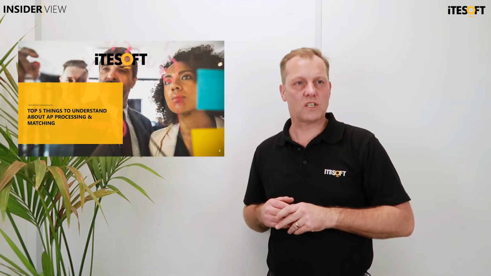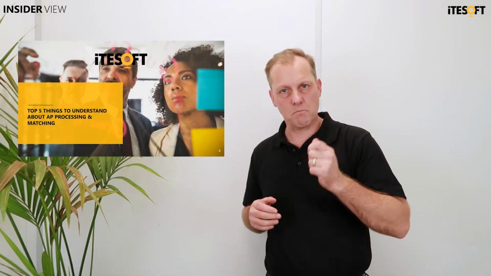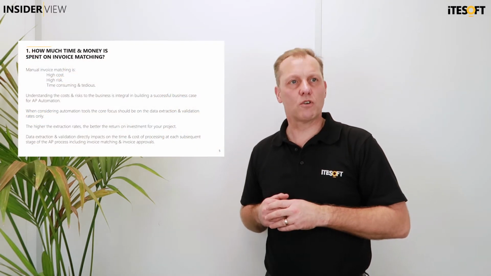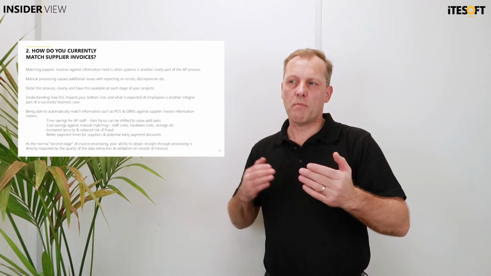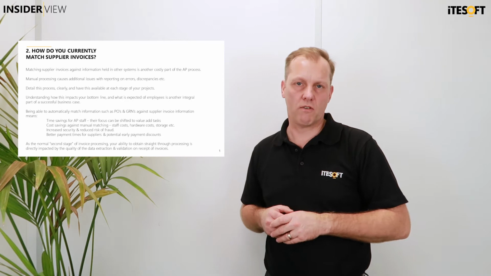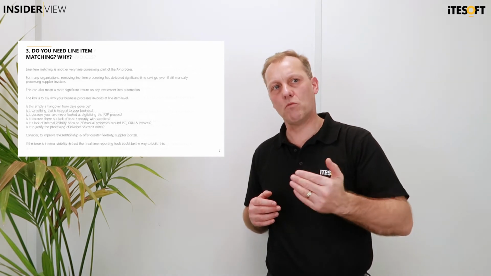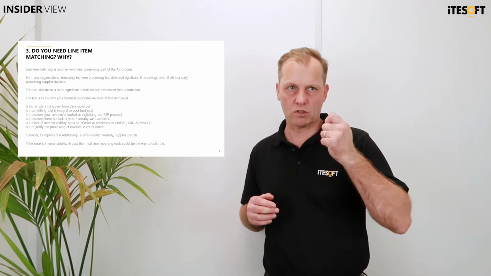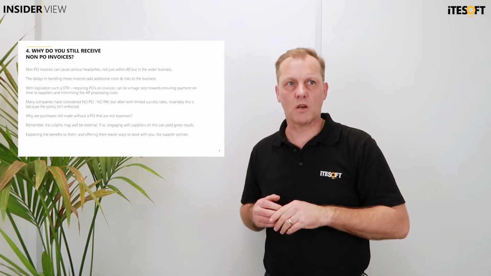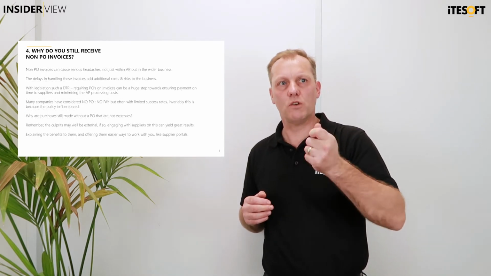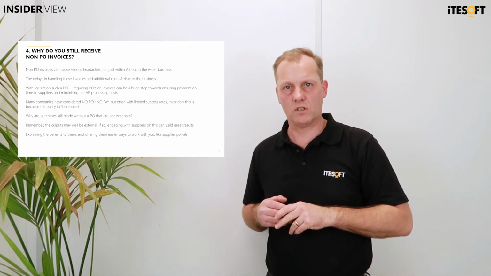The subject that we're looking at overall is the top 5 things to understand about AP processing and matching. Week 1, we covered off how much time and money is spent on invoice matching. Week 2, about how you are currently matching your supplier invoices. Week 3 was delving into a little bit more specific detail on that, about do you need line item matching, and why. And then last week we were talking about how many and what you do when you still receive non-PO invoices. This week, the final week or final session of the series.